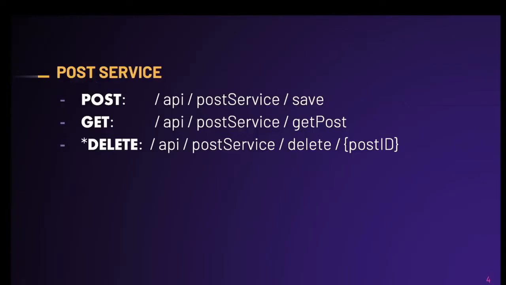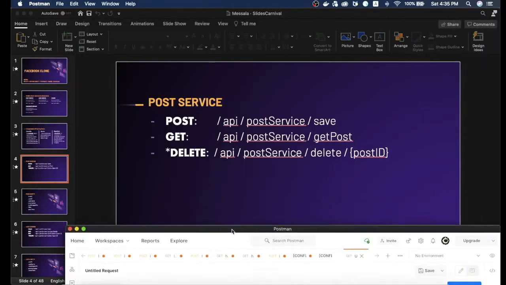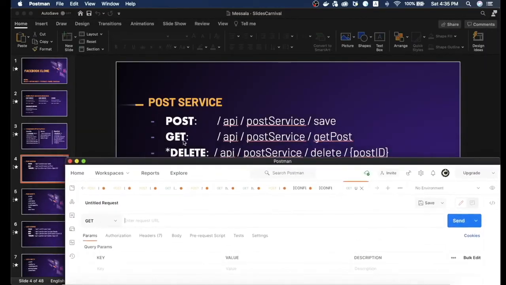So let's start with checking all the services that we have created for our post service, and the URLs or the endpoints for this post service are as follows. So let's test it one by one. The first service that we will be testing is the GET method over here.